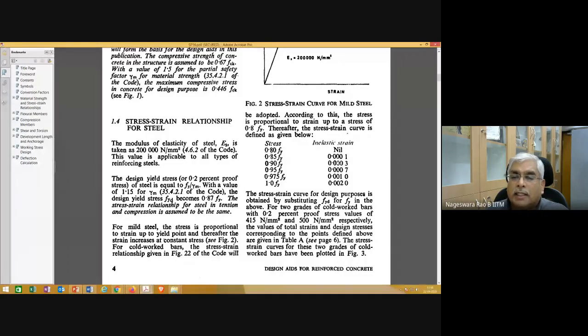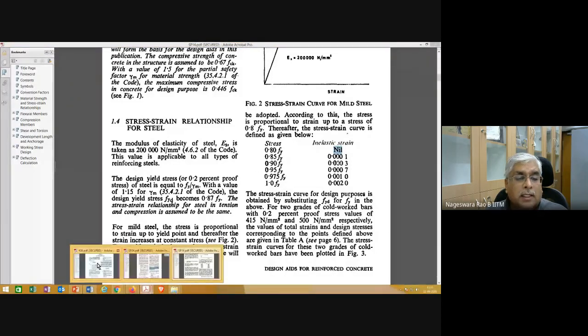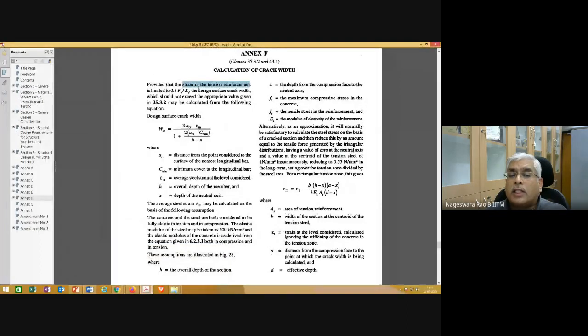Okay. So here, look at this stress when it is 0.8 Fy. Inelastic strain is nil. Inelastic strain is nil. So that's why in crack width calculation, strain is limited, or strain should be less than 0.8 Fy. The stress divided by modulus of elasticity is going to be strain. So that is the reason it is mentioned here, provided that the strain in the tension reinforcement is limited to 0.8 Fy divided by Es.